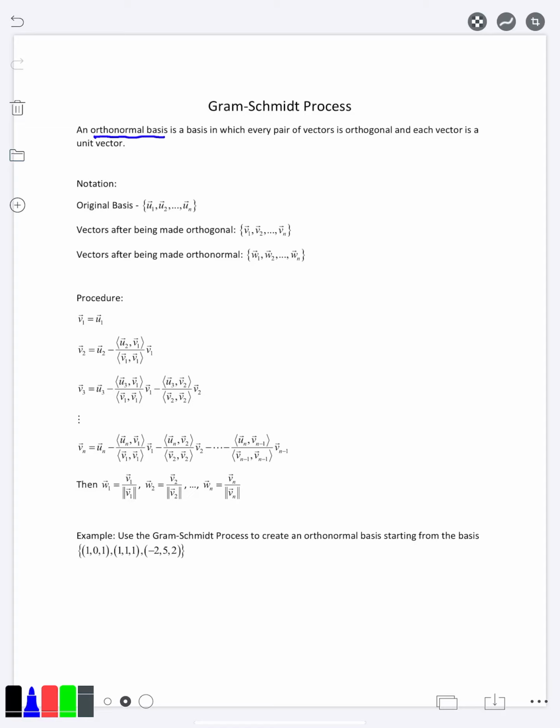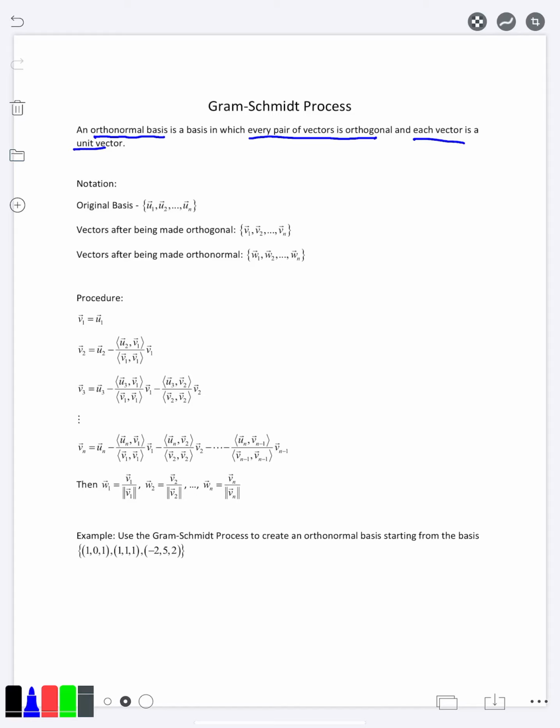So you've seen bases of vector spaces before, right? A regular basis is a set that is linearly independent and spanning. But now we're going to impose another restriction on it in order to call it an orthonormal basis. And this new restriction here is that anytime you take two vectors in your basis, they're going to be orthogonal, and each vector is a unit vector.